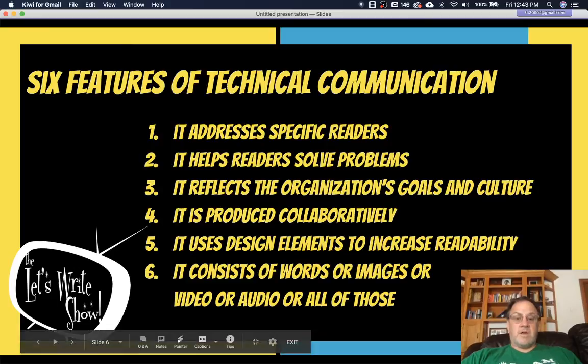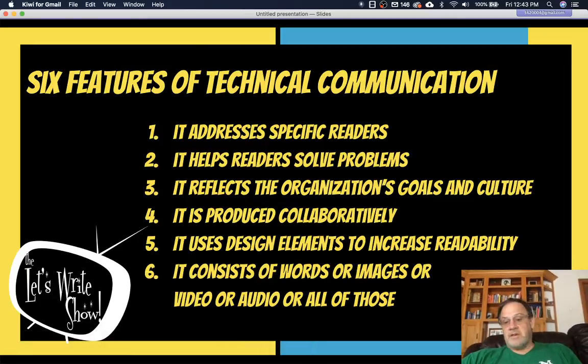Okay, and then it uses design elements to increase readability. It's how you use subheadings and lists and titles, indents and paragraphs. It helps with readability, right? You can think about indenting a paragraph, way back when. There weren't paragraphs. Someone invented paragraphs.